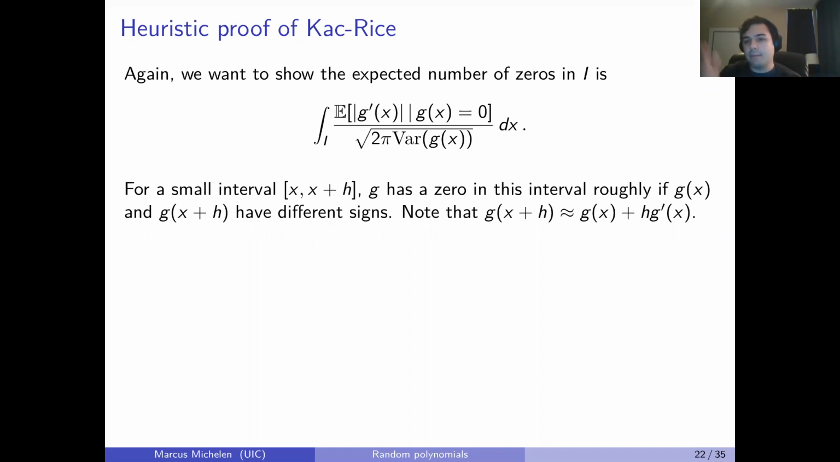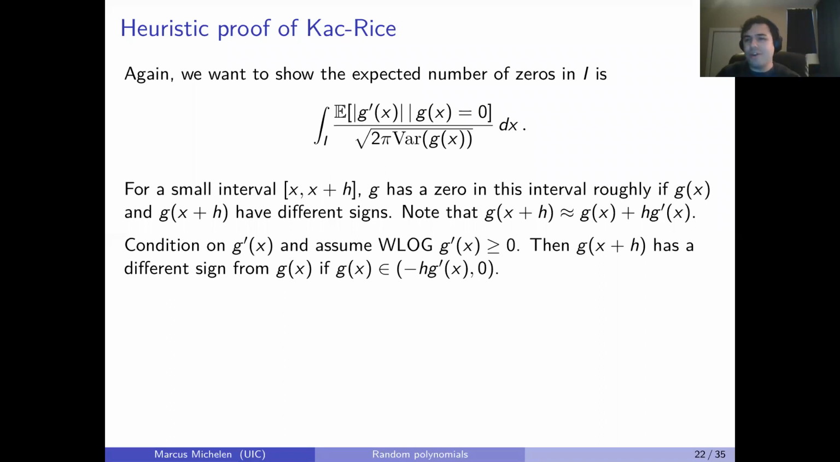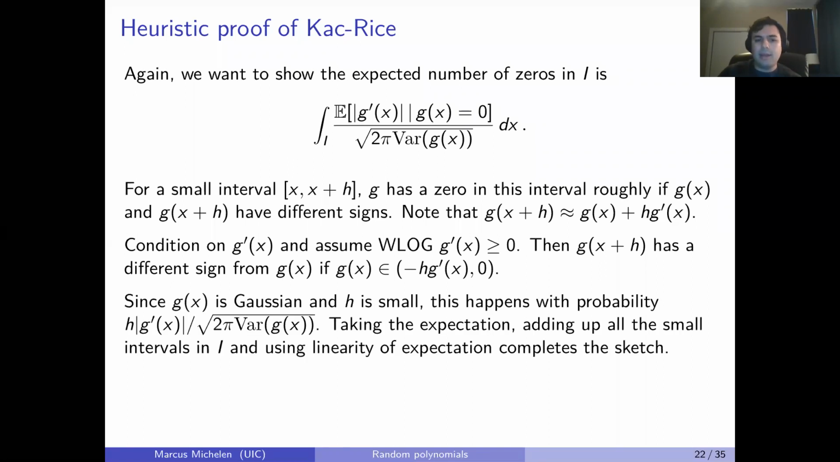So I can Taylor expand my right endpoint in terms of my left endpoint. And now let's condition on our derivative and just assume for now that the derivative is non-negative. So now, if I want to look at when I have a different sign, it's going to roughly be when my left endpoint lies in this set. It has to be between negative width of my interval times the derivative and 0. But now g is a Gaussian and h is small, so we can compute this probability pretty closely. So h is small, so this interval is basically a small interval around 0. So it's just the density of the Gaussian at 0 times the width of the interval.